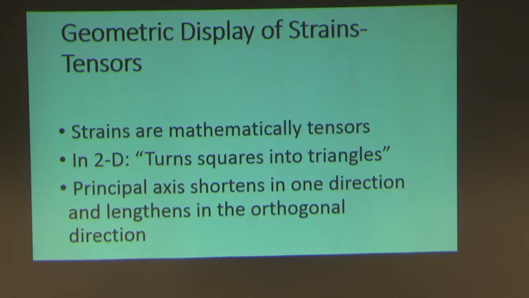If it turns now into a triangle, it lengthens in one dimension and it shortens in the other. And that's exactly what happens to the wall of the heart. If you take a short axis image of the heart, when the heart contracts, it thickens in one dimension and it shortens in the other. So geometrically, what is being represented by the tensors is actually what you see in terms of heart function.